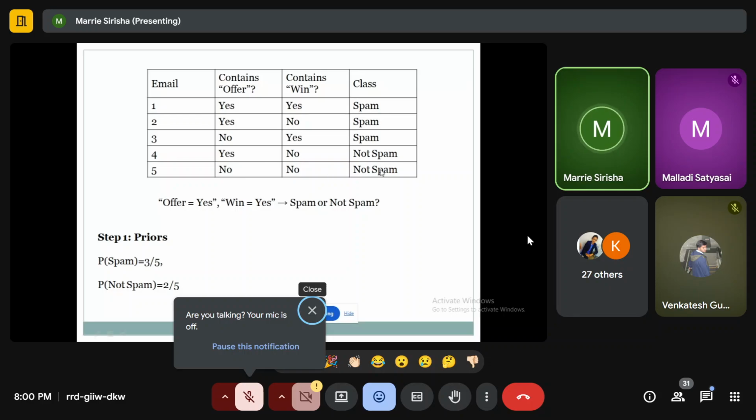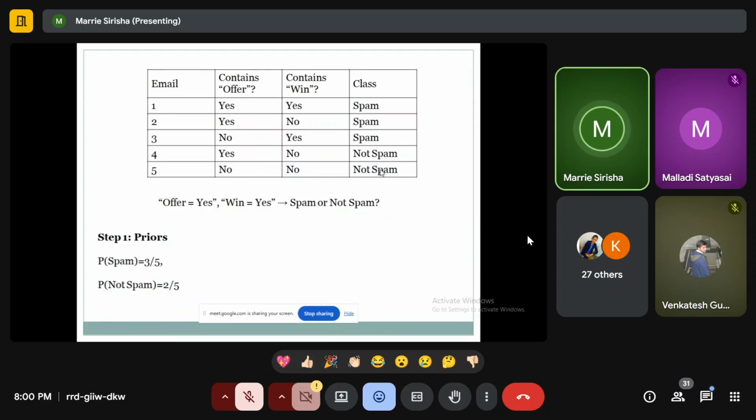So this is just a data set that I have taken for your explanation. Indulo deep dive ga చూడాల్సింది ఏమీ లేదు. This is just an example. So offer yes and win yes, whether it is a spam or not spam అనేది క్లాసిఫై చేస్తున్నాం కదా.